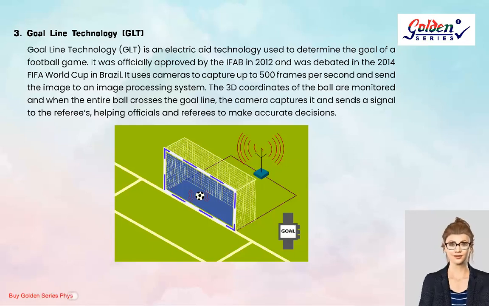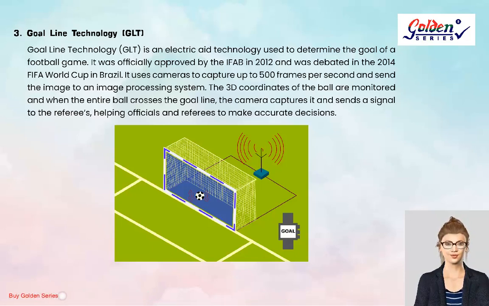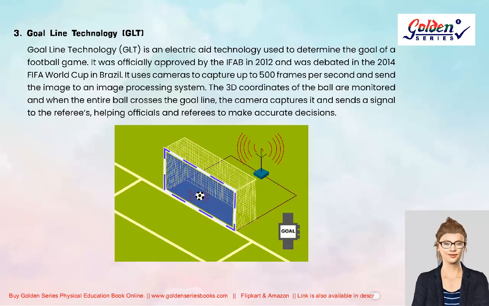3. Goal line technology, GLT. Goal line technology, GLT, is an electronic aid technology used to determine the goal in a football game. It was officially approved by the IFAB in 2012 and was debuted in the 2014 FIFA World Cup in Brazil. It uses cameras to capture up to 500 frames per second and send the image to an image processing system. The 3D coordinates of the ball are monitored, and when the entire ball crosses the goal line, the camera captures it and sends a signal to the referees, helping officials and referees to make accurate decisions.